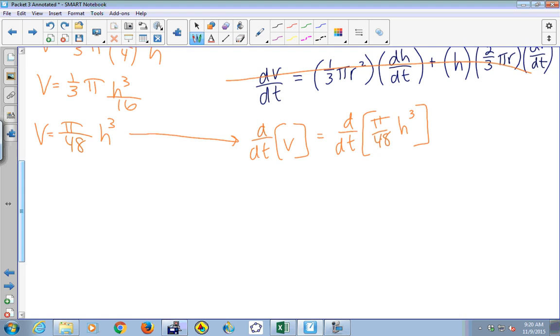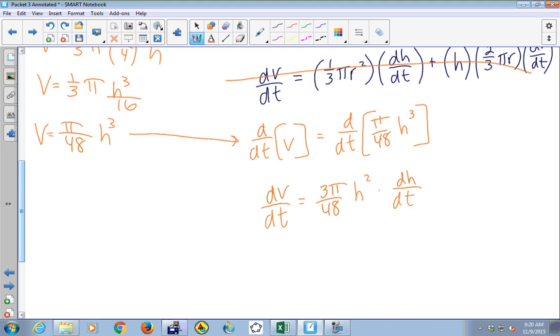Okay, so now I take the time derivative of both sides. d dt of V is dV dt. d dt of pi over 48 h cubed, I do the power rule. So I'm going to get 3 pi over 48 h squared, but I'm taking a time derivative of h, which means I've got to use the chain rule. So times dh dt.